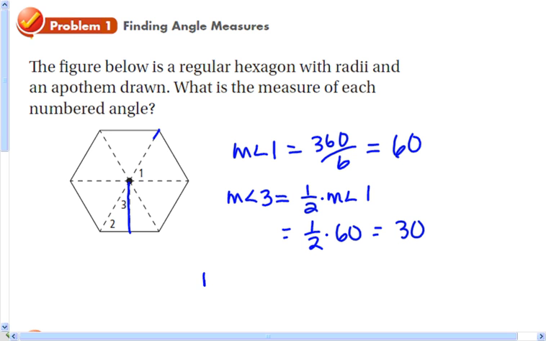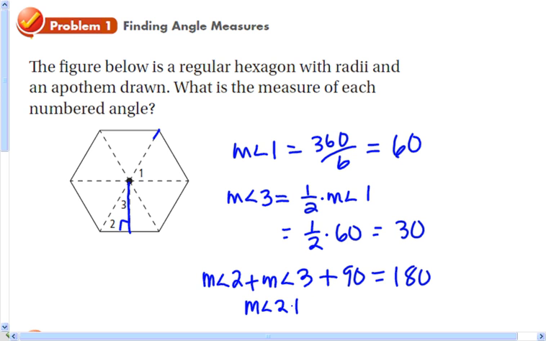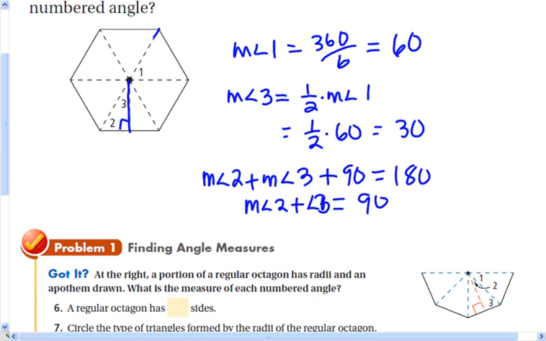Now the measure of angle 2 plus the measure of angle 3 plus that angle there, 90, is equal to 180 by the triangle angle sum theorem. And so the measure of angle 2 plus the measure of angle 3 is equal to 180 minus 90, which is 90. And we know that the measure of angle 3 is 30. We just figured that out. So we're going to substitute 30 in there. Then we're going to subtract 30 from 90, and we get the measure of angle 2 is equal to 60.